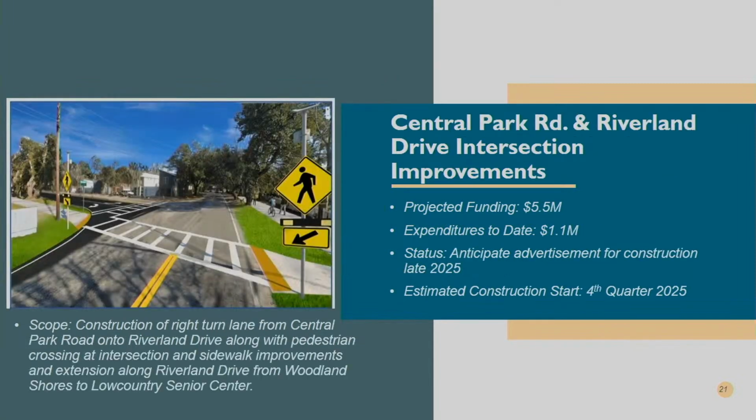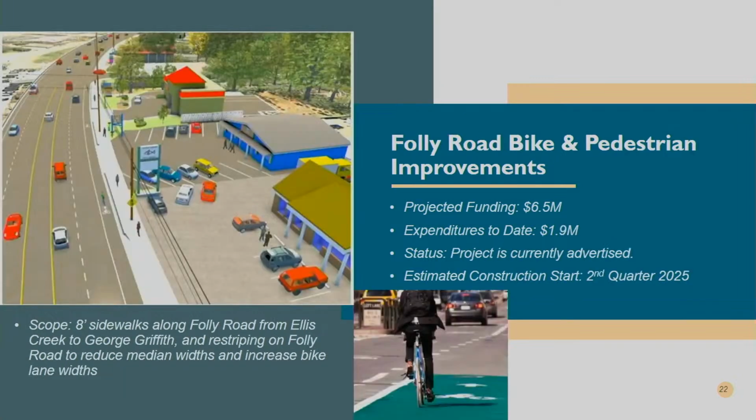Central Park at Riverland, this project's been before council numerous times. We're continuing to work with the community on this project regarding right-of-way to be very sensitive to any right-of-way acquisitions. We're making good progress on that. We're hopeful to have this one advertised by the end of the year. Folly Road Bike and Ped, this one is actually out for bid right now. The bids will begin later this month on this project.